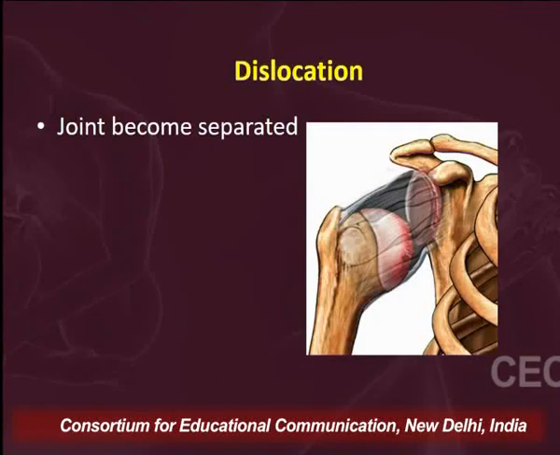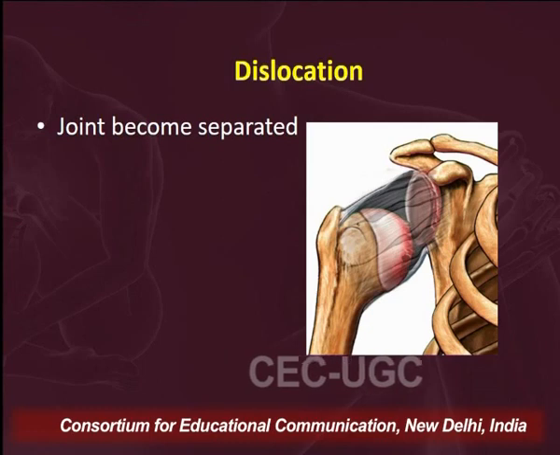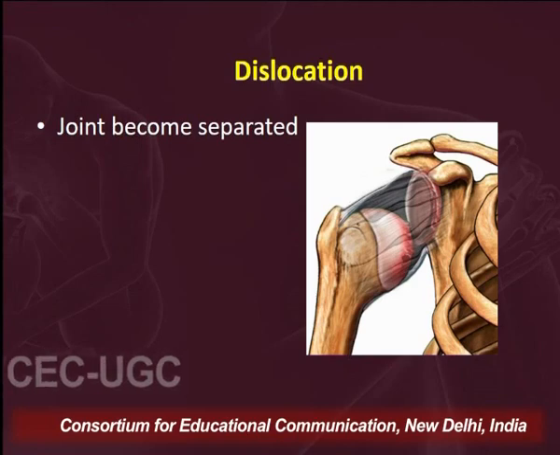Now, we'll discuss the dislocation. So, the joint becomes separated. We can see in the picture there is a ball and socket joint, and the humerus is dislocated from the shoulder scapula. So, when the two bones that come together to form a joint become separated, the joint is described as dislocated.